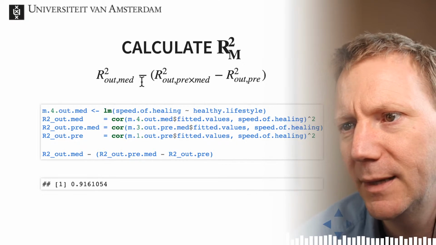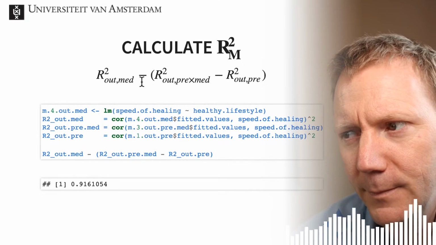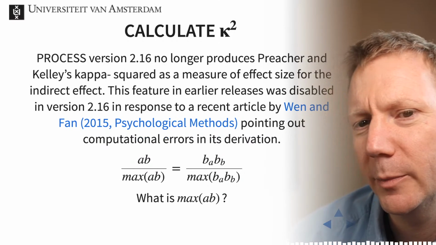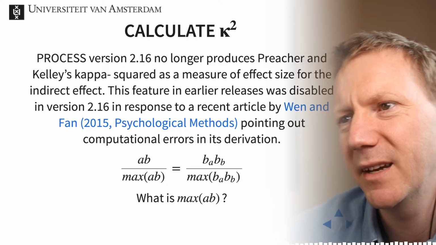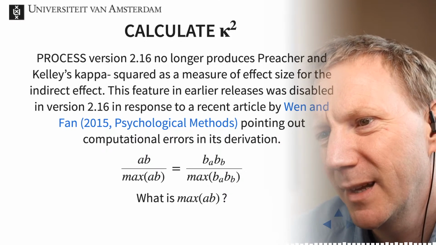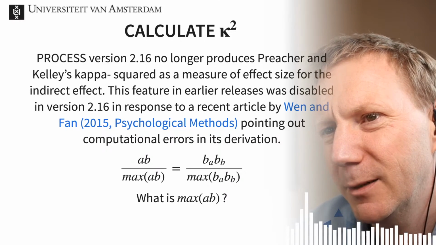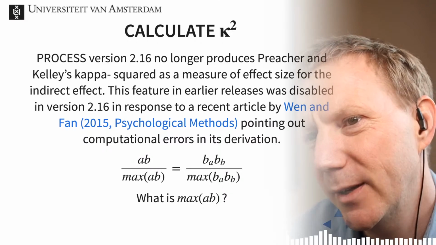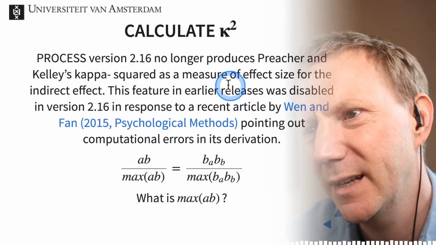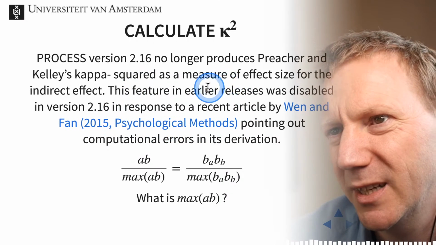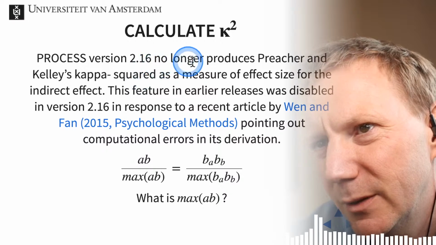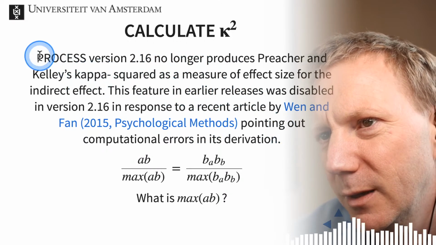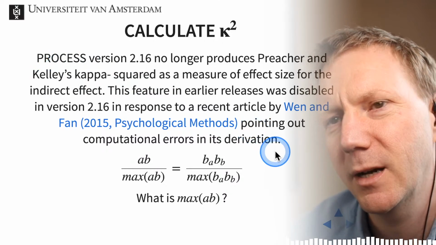The final one, which was very popular but has been taken out, was kappa squared. There were so many complaints and issues with it expressed by Wen and Fan in 2015 that it was taken out of the equation. I'm not sure if Field still has this in the book, but you can absolutely disregard the kappa squared.